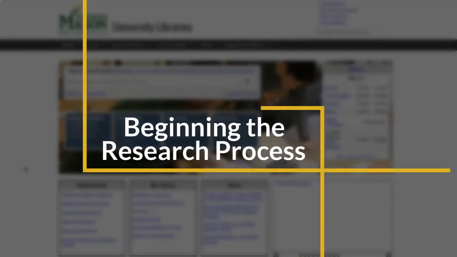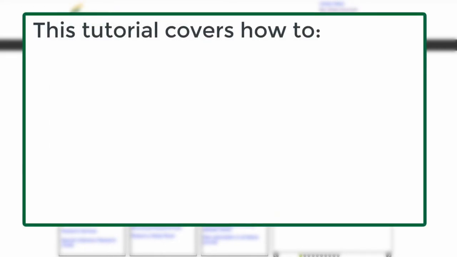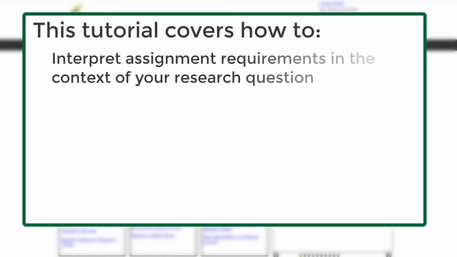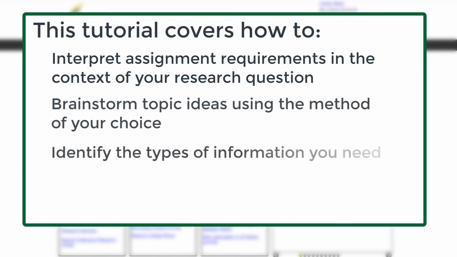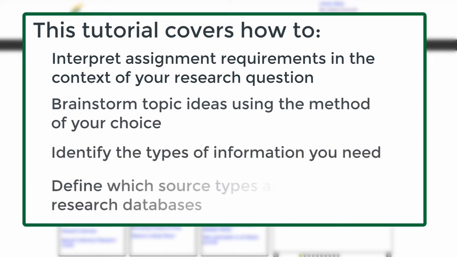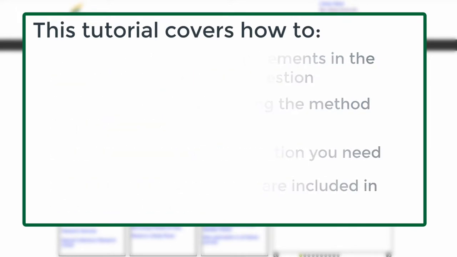Welcome to the Mason Library's tutorial on beginning the research process. After viewing this tutorial, you will be able to interpret assignment requirements in the context of your research question, brainstorm topic ideas using the method of your choice, identify the types of information you need, and define which source types are included in research databases.